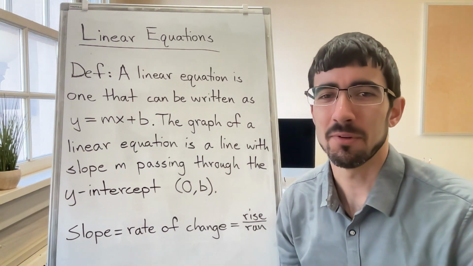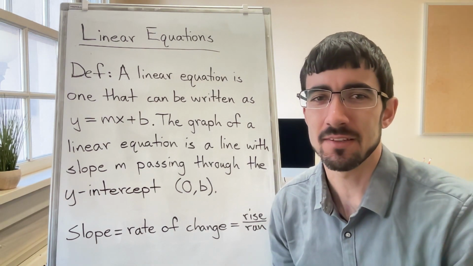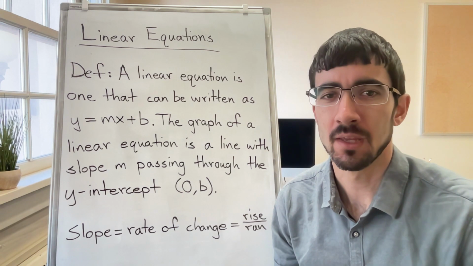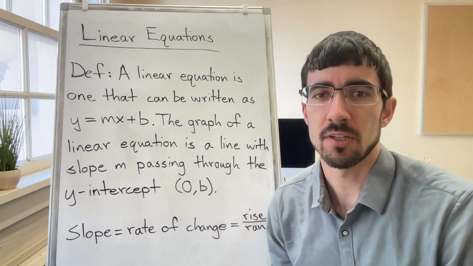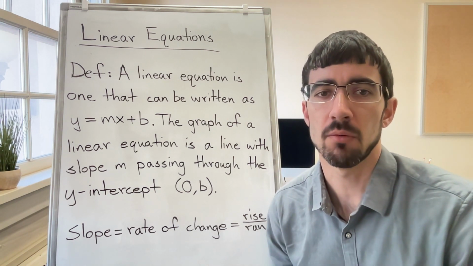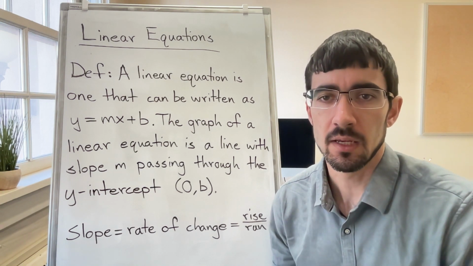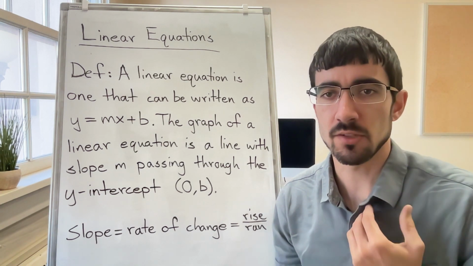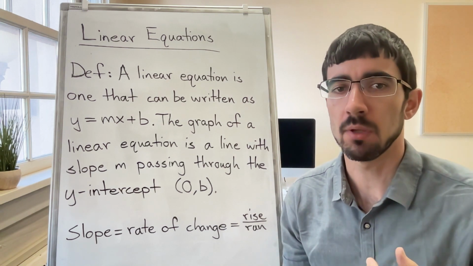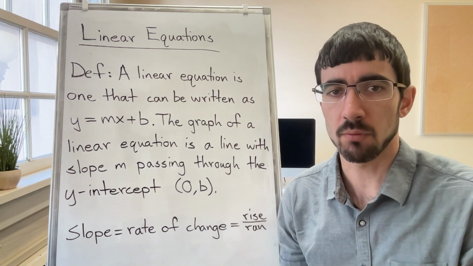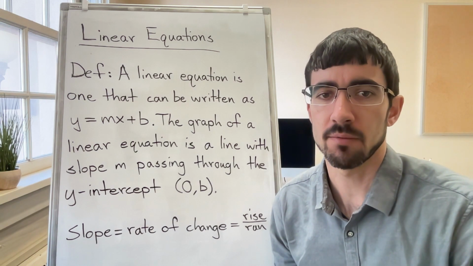In this video, we will define linear equations and talk about graphing them. So first, let's look at the definition. A linear equation is one that can be written as y equals mx plus b. It does not mean that a linear equation is always in that form, but it can be rearranged into that form, y equals mx plus b.